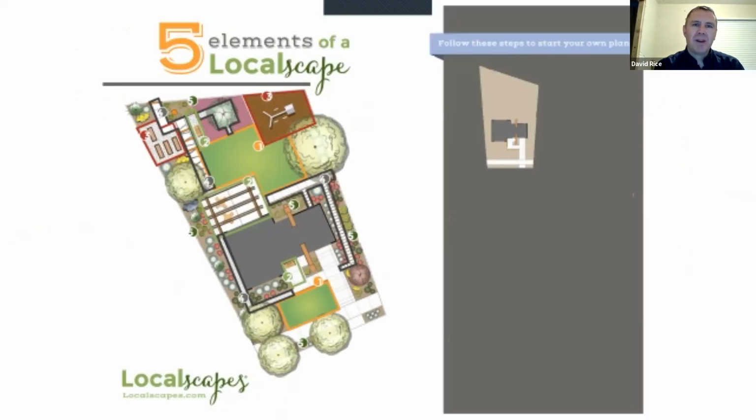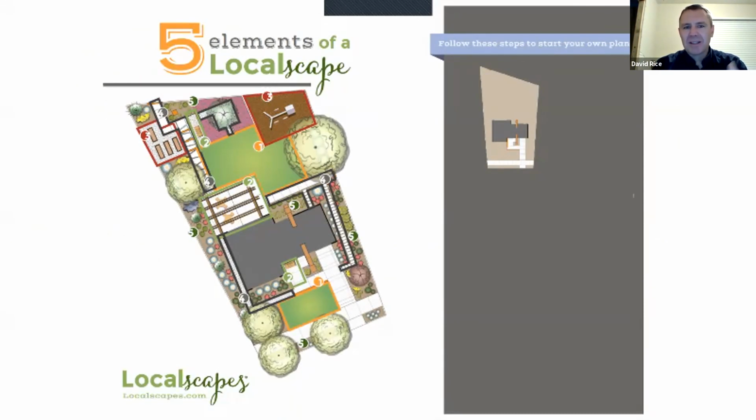There are 5 basic elements of a Localscape plan, or a Localscape program. And there are some brochures for these. If you're ever up at our office, you could swing by and grab a brochure. But I'm going to go through these. Just watch the slides, because it's going to highlight on this little map the thing we're talking about.